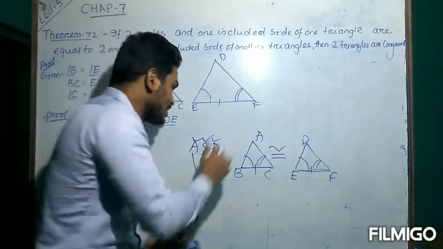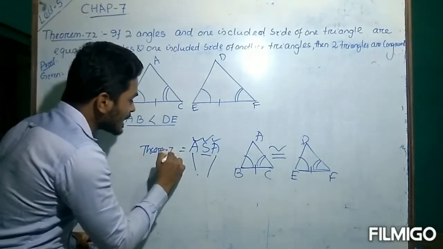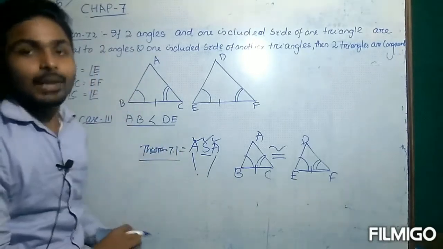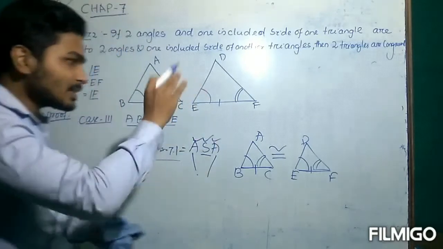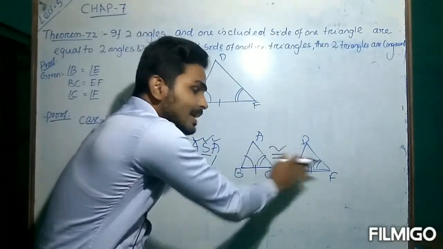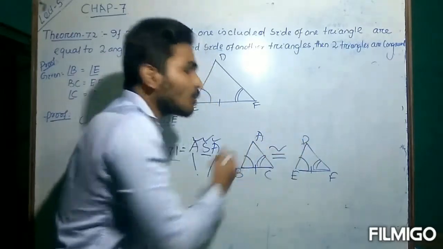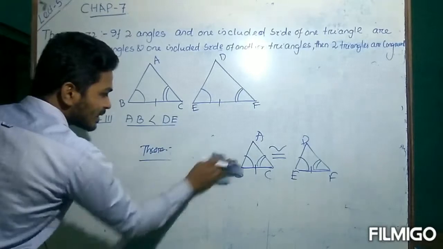This is also known as theorem number 7.1. And we have discussed this theorem in lecture number 4. In lecture number 4, we discussed that while proving that these two triangles will be congruent, there will be three conditions. What are the three conditions?